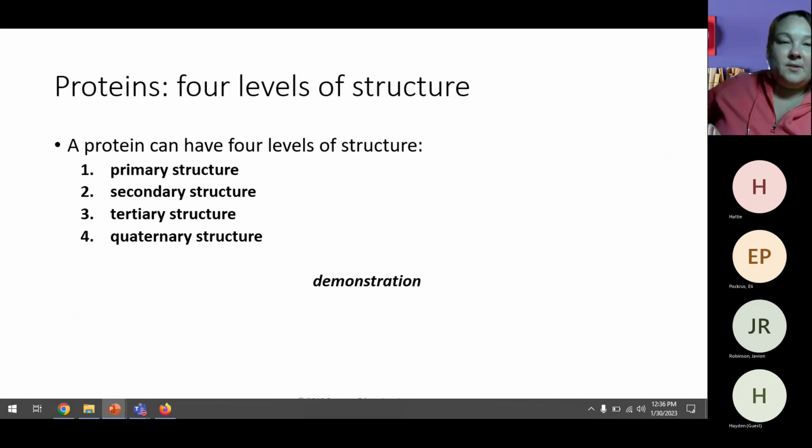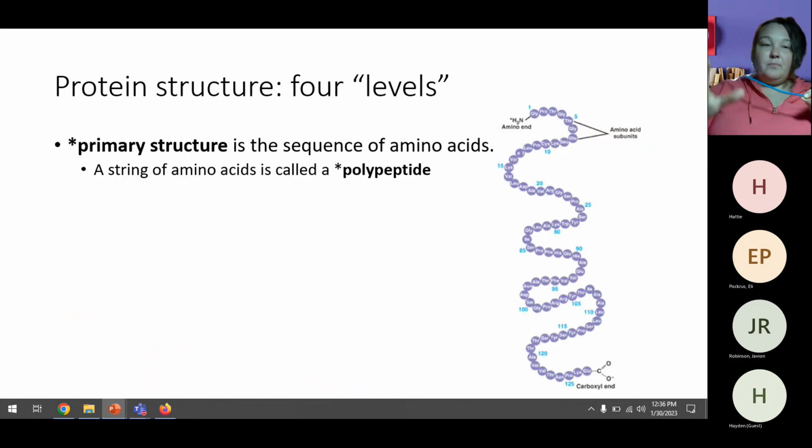Proteins can have 4 levels of structure: primary, secondary, tertiary, and quaternary. And I'm going to use this pipe cleaner to help demonstrate. So primary structure is just the sequence of amino acids. So just think of this as a polypeptide, a string of amino acids.